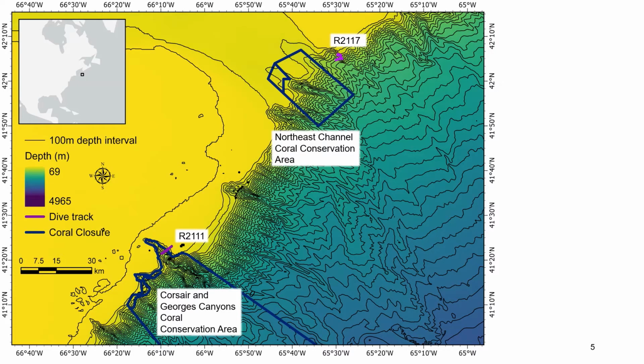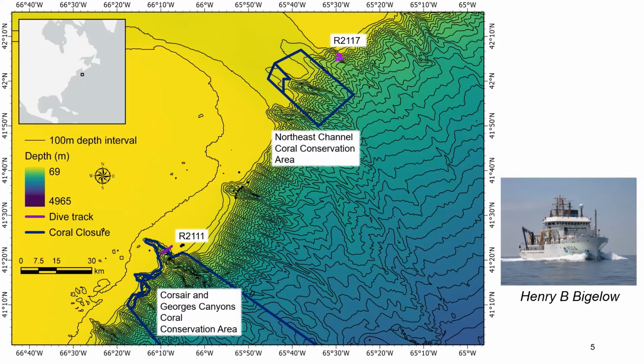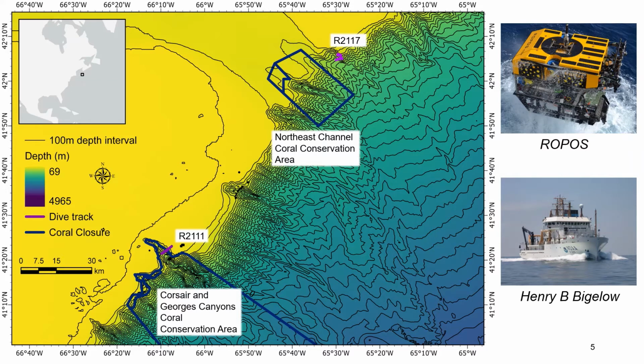This is a map showing the continental shelf and slope just south of Nova Scotia. In 2019, we visited 2 sites aboard NOAA's Henry B. Bigelow and did video transects with the remotely operated vehicle Ropos to look at distributions of corals. These are 2 dive tracks, R2111, which began inside and crossed the northern boundary of the Corsair and Georges Canyons Coral Conservation Area, and R2117, which explored to the northeast of the Northeast Channel Coral Conservation Area.